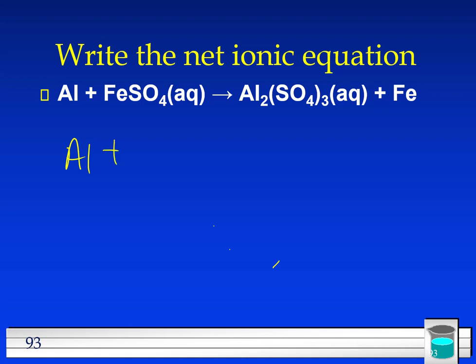Hey, FeSO4, is the FeSO4 really there? Well, it says aqueous, so that means it fell apart. The ions are Fe and SO4, but I need charges. So I look up SO4, it's 2 minus. Sulfate is 2 minus. If sulfate's 2 minus, then the Fe had to be 2 plus.